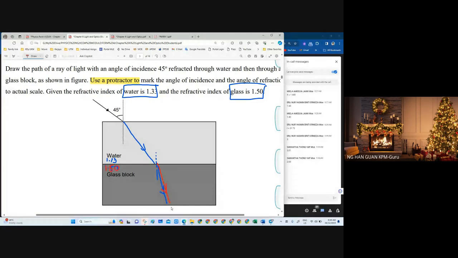Okay, so now I need you to tell me how much is angle A and angle B. So please calculate for me how much is angle A and how much is angle B. Alright, so I wait for your answer.